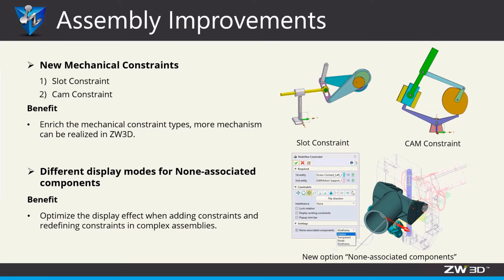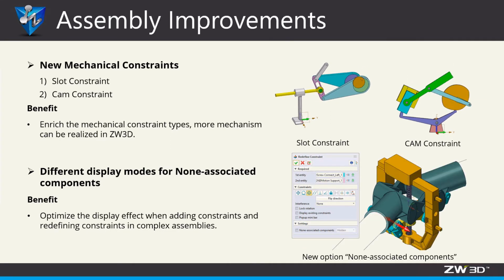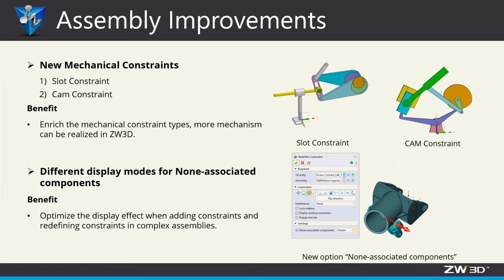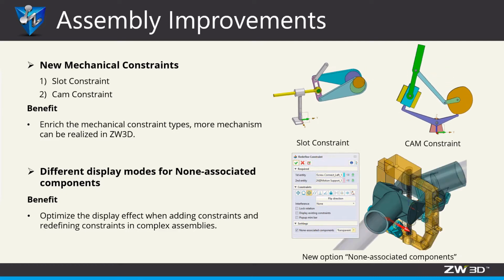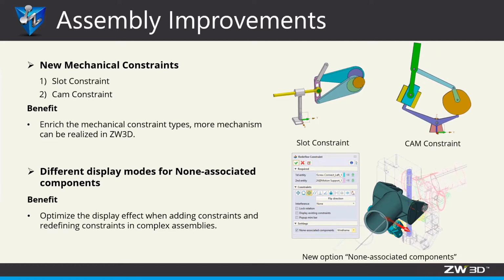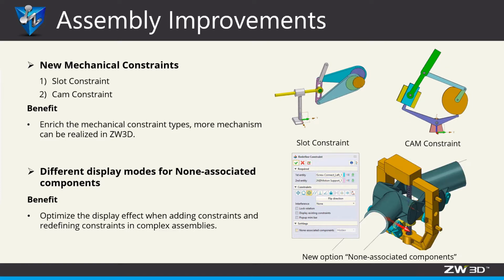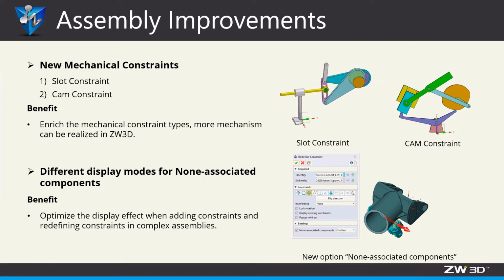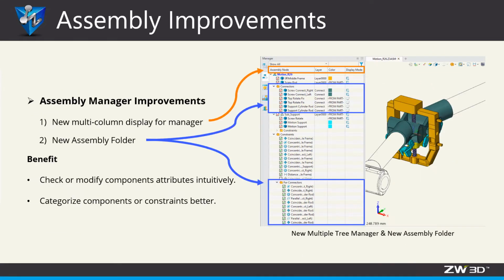First, there are two new mechanical constraints, slot constraint and cam constraint. Next, when adding and redefining constraints, users can select the display mode of irrelevant components. Last, O3D 2022 supports multiple column attributes and assembly folders. Now, let's see the details one by one.